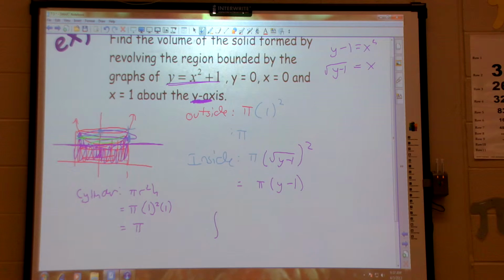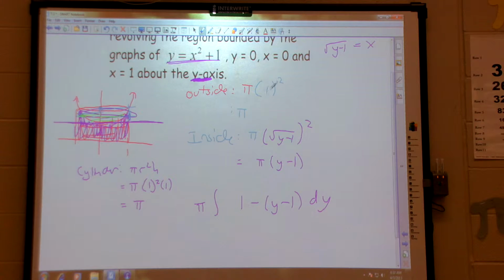So my integral, I'm going to go ahead and factor out my pi, outside minus inside. We'll clean that up in a second. So my outside is just 1 when I factor out the pi. It doesn't go away, it's still 1. Inside is y minus 1. Now I'm going from what to what? We know we're going from 1.